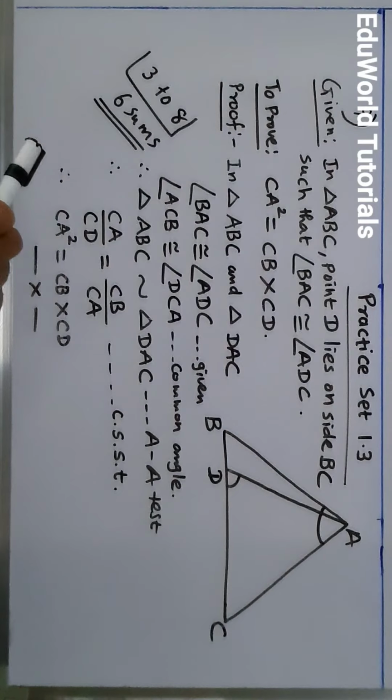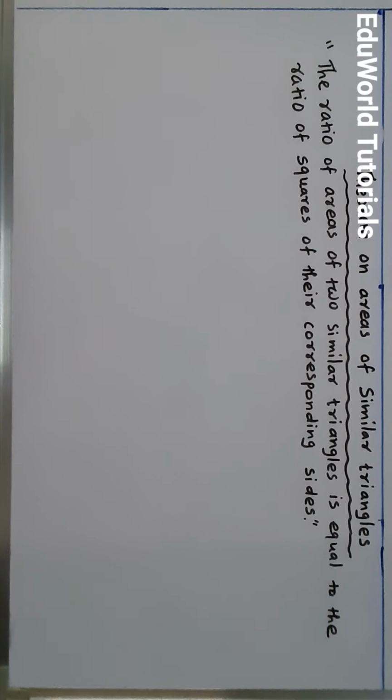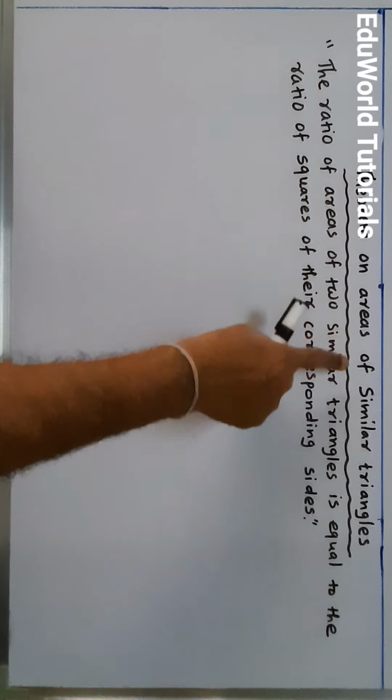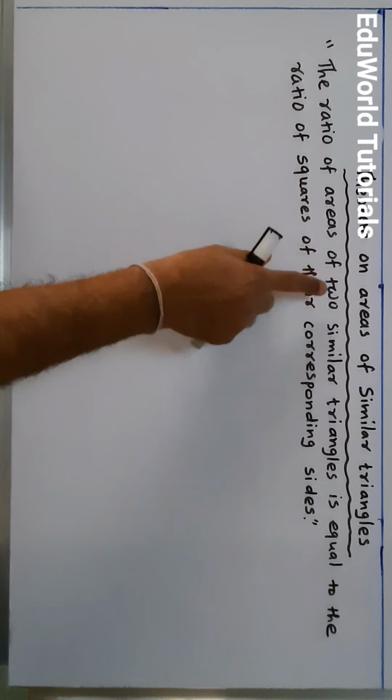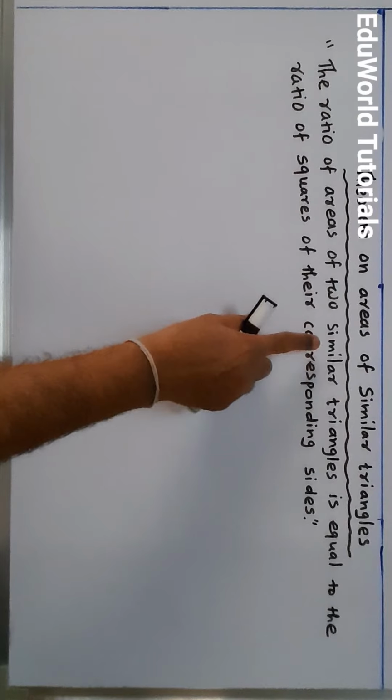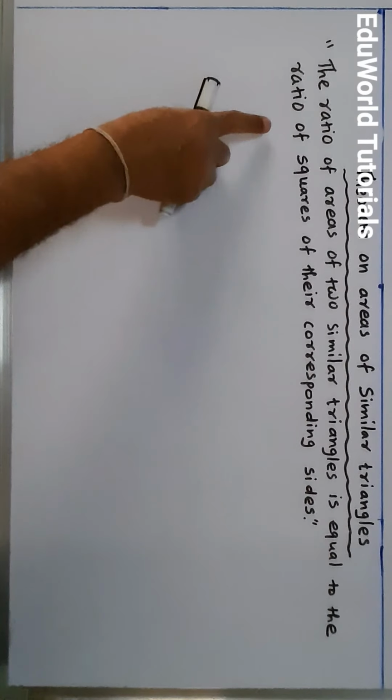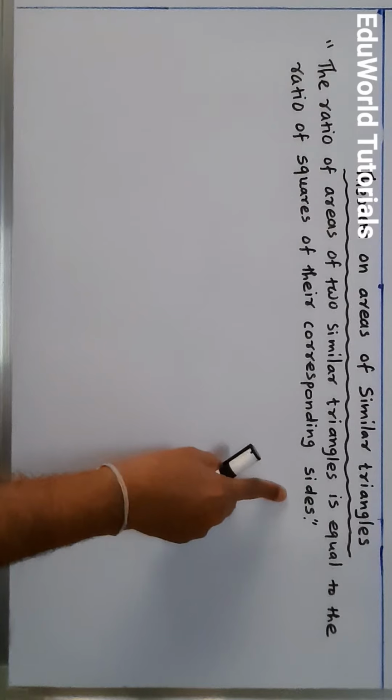The next practice set 1.4 is based on a theorem which is called the theorem on areas of similar triangles. Remember the name of the theorem, theorem on areas of similar triangles. The statement of the theorem is: the ratio of areas of two similar triangles is equal to the ratio of squares of their corresponding sides.